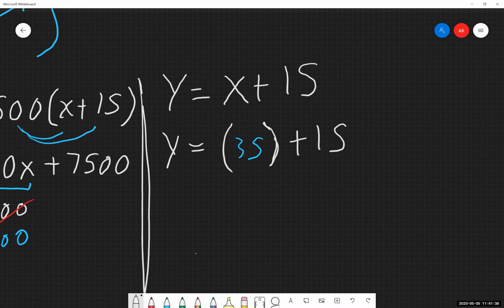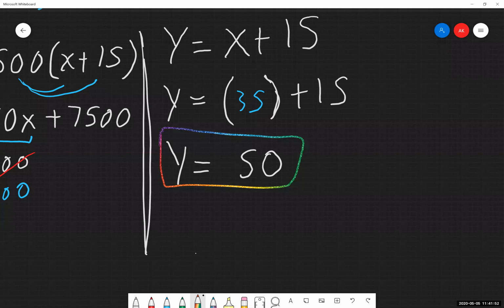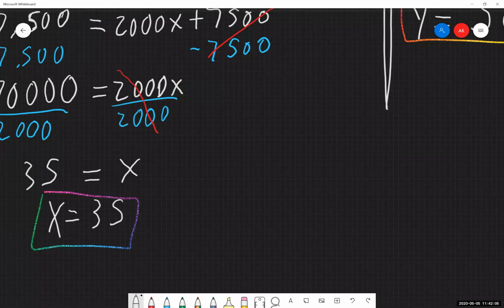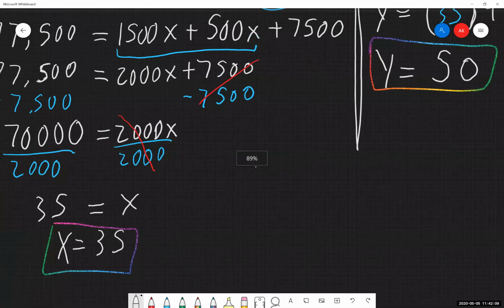And now from here, I'm just going to combine like terms. I have 35 plus 15, and that's going to give me 50. And we have our final answer here. So we know that the special edition of the game, which is represented by y, costs $50, and the standard, or the original version of the game, costs $35. So we have our two answers there. So I can zoom us out here a little bit.